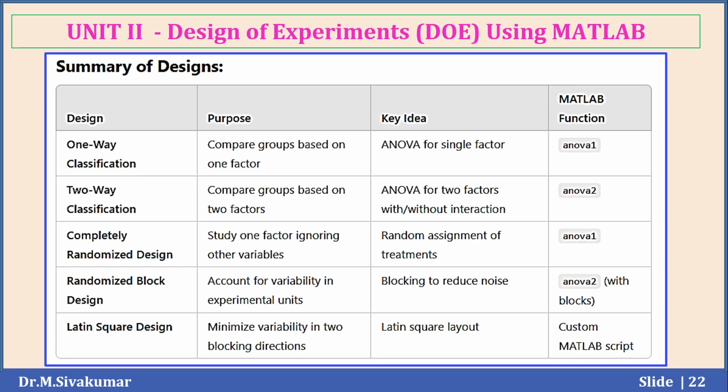Completely randomized design: study one factor ignoring other variables. The key idea is random assignment of treatments. The same MATLAB function, anova1, can be used. Randomized block design: another design method that accounts for variability in experimental units. The key idea of this design is blocking to reduce noise, and we are going to use the MATLAB inbuilt functions with a blocks method. The final method is the Latin square method. The purpose of this method is to minimize variability in two blocking directions. That is a Latin square layout, and MATLAB doesn't have an inbuilt function for it, so we can use a custom MATLAB script.